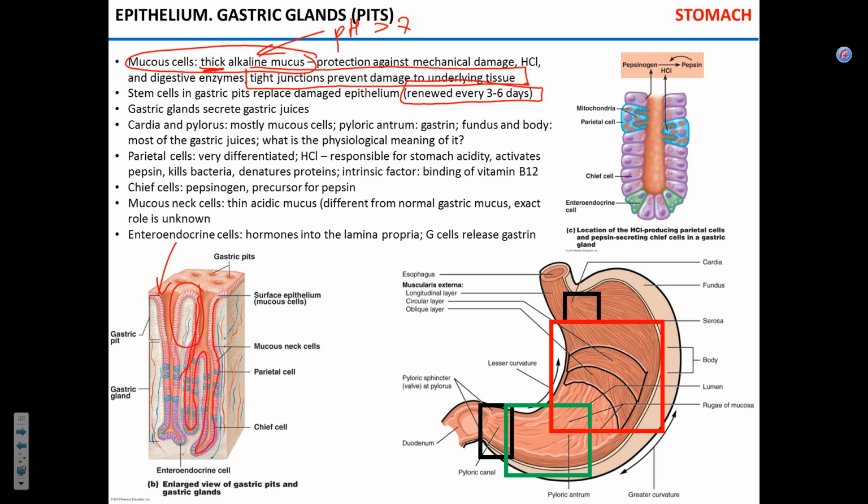Now, here are gastric glands. So the main function of the gastric gland is to produce gastric juices, which contain two essential chemicals for stomach digestion. The enzyme called pepsin and the chemical called hydrochloric acid. Okay? Does that make sense so far? So these two chemicals, hydrochloric acid and pepsin, are the most important chemicals that perform chemical digestion in the stomach.